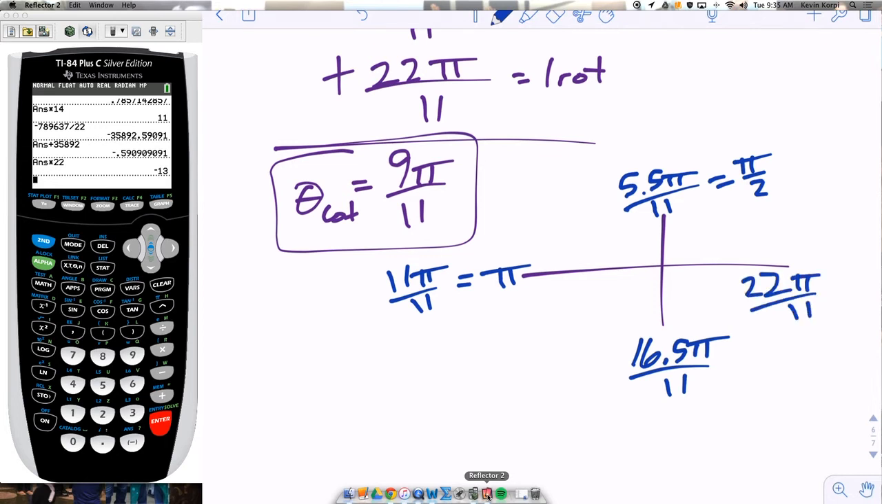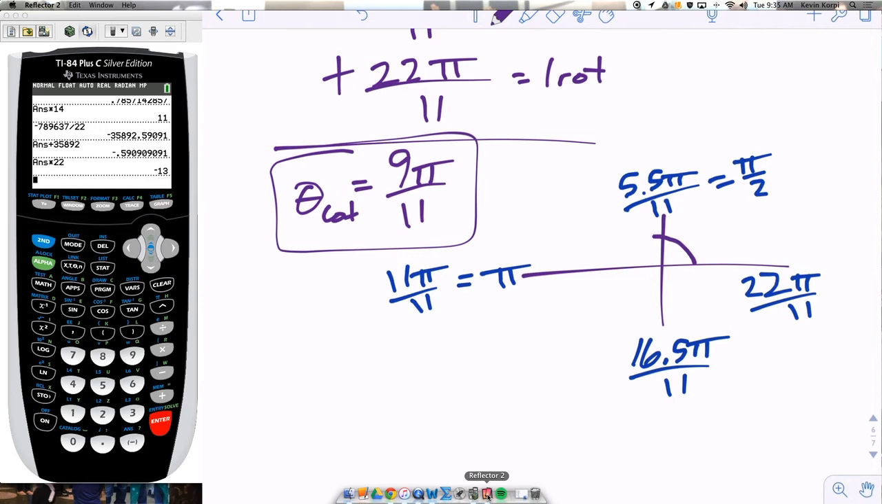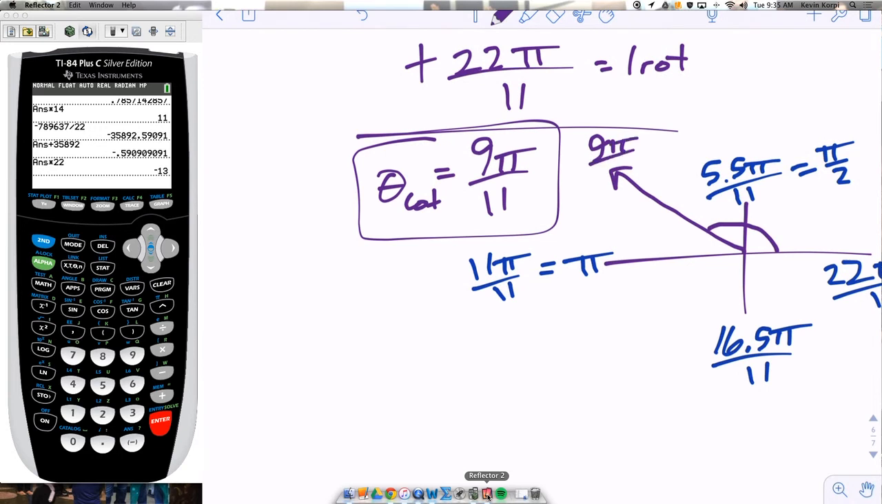So once you have it all partitioned into 11ths, now it's real easy to figure out where 9 lives. 9 goes past 5.5, but it's short of 11. So there's 9 pi 11ths. And here we go for the reference angle.